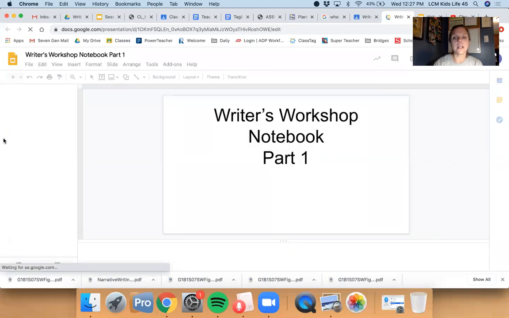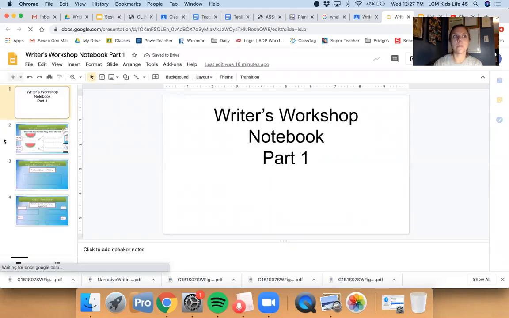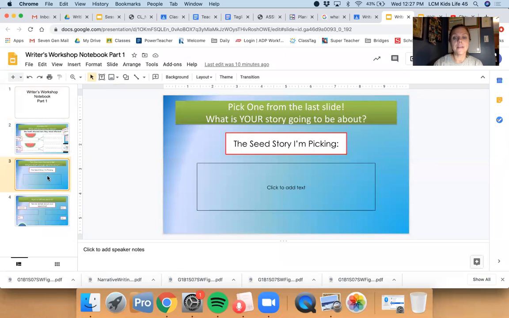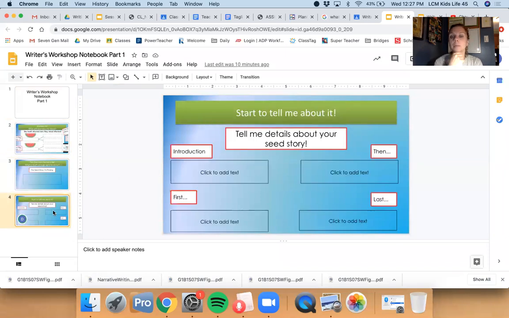If we go here into our Writer's Workshop Notebook Part 1, we will have our brainstorming. We can read this out loud, and then we have a seed story, and then we have details about our story. So when we're reading our writing, we truly are going in here and reading this out loud. Sometimes when you read something out loud, then you realize, I forgot a couple things, or I forgot a detail or a word or a sound. So that's your opportunity to read what you wrote.